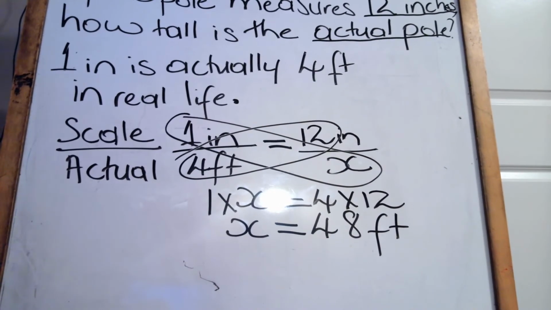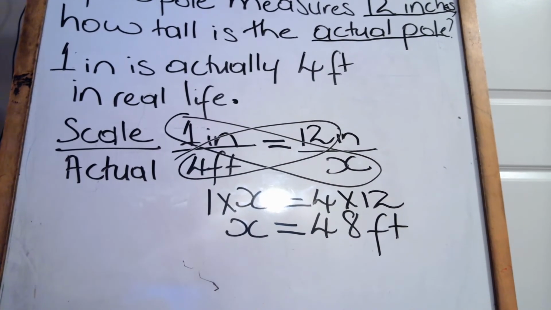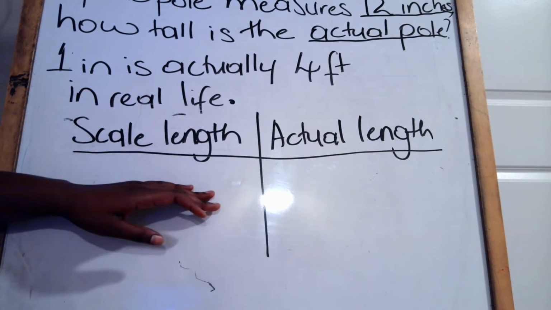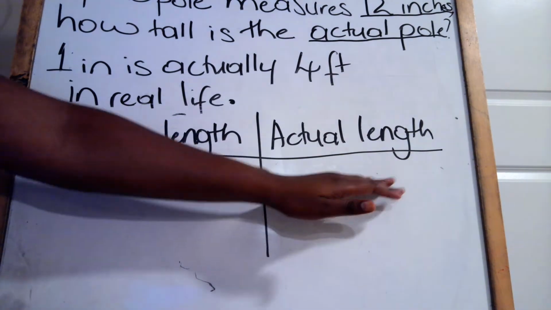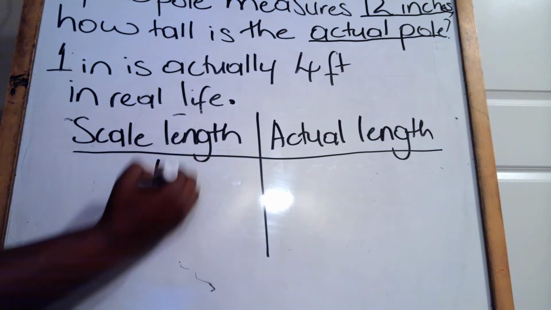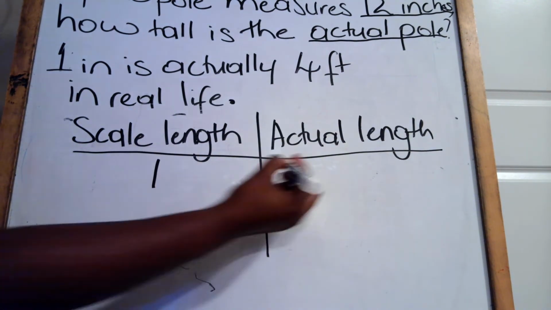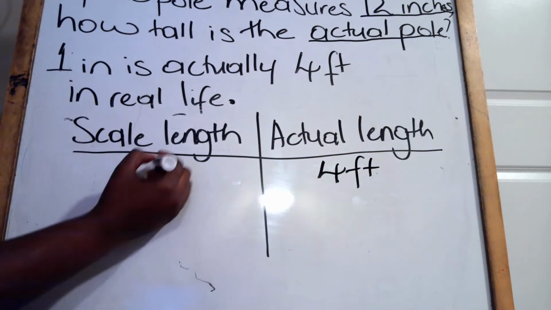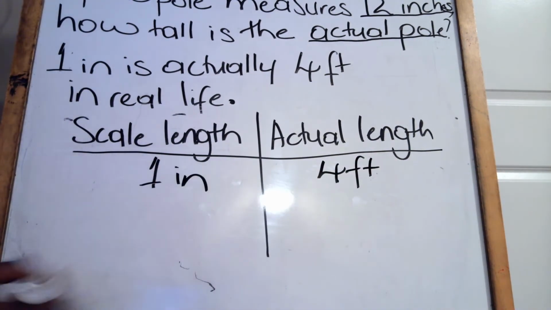Alright? I'm also going to show you another way that you could solve the same problem. Alright, so we can also solve using a table. So we'll have the scale length on one side. We'll also have the actual length on the other side. So the scale that they gave us is 1 inch. So 1 inch would come to this side, and the 4 feet would come on that side. So 1 inch to 4 feet.